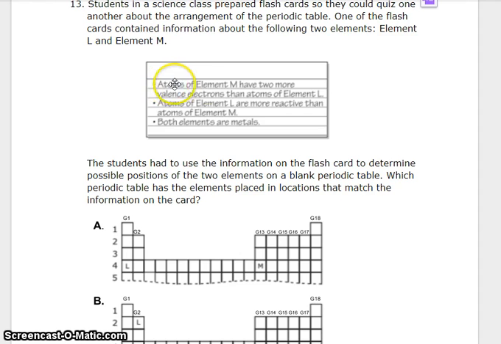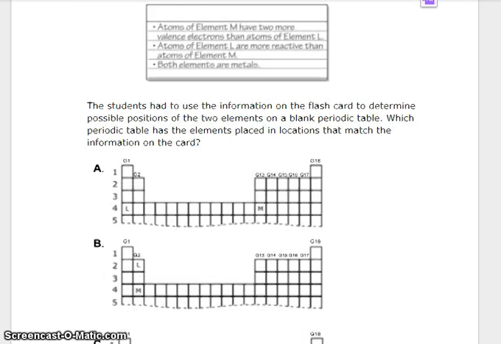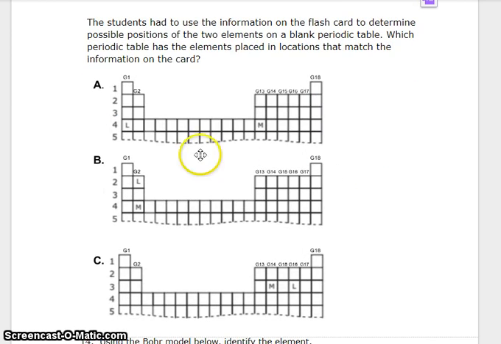So notice, element M has two more valence electrons than element L. So M has two more than L. Element L is more reactive than element M. So which one would that be? L and M, L and M, or M and L?